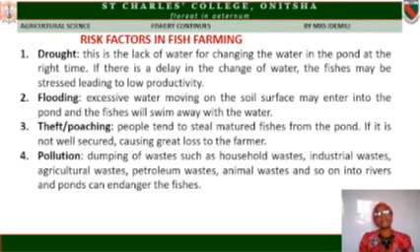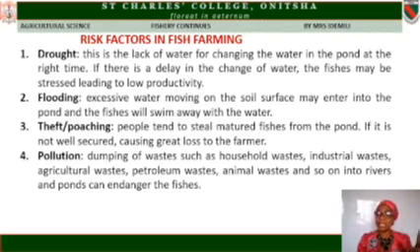Risk factors in fish farming. During fish farming, there are some factors that pose risk in fish farming, and some of those factors are drought. This is the lack of water for changing the water in the pond at the right time.